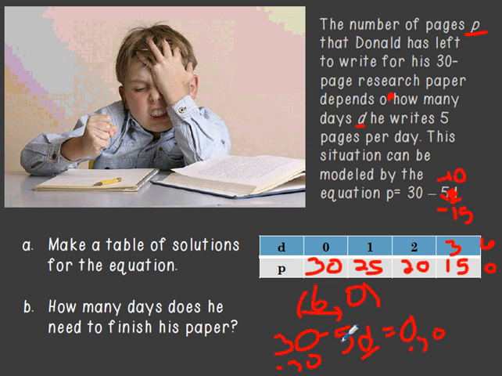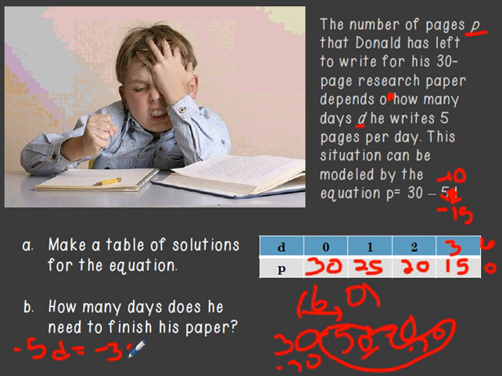When I do that, I get negative 5D equals negative 30, and I'm sorry, that's really hard to see. So I'm going to write it over here so we can see it easier: negative 5D equals negative 30.